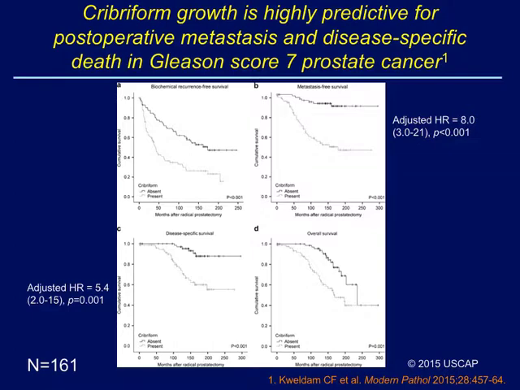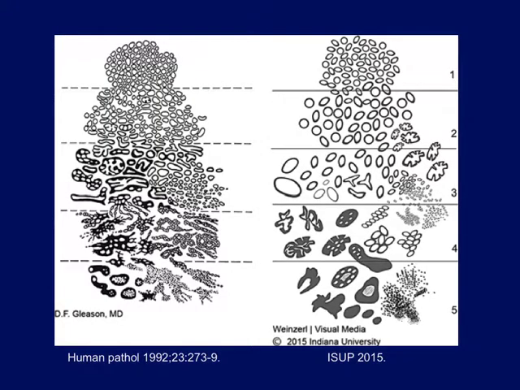This is a study out of Australia that looked at just Gleason 7 score tumors with or without cribriform pattern. And what they found, regardless of the amount or the size of the cribriform pattern, if it was present, then you had an 8-fold increased risk of metastasis and almost a 5.5-fold increased risk of death due to prostate cancer. In other words, just having the cribriform focus was a bad prognostic sign, and therefore we should not be including this as a Gleason pattern 3 at all.